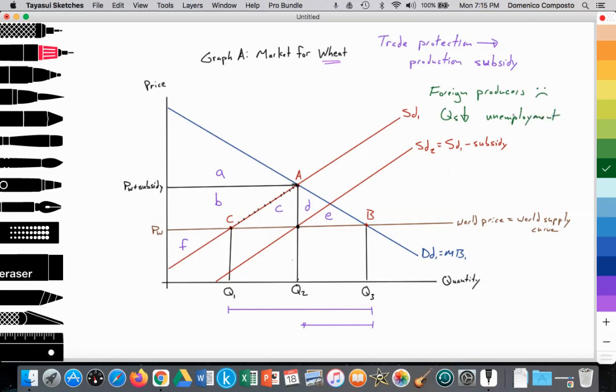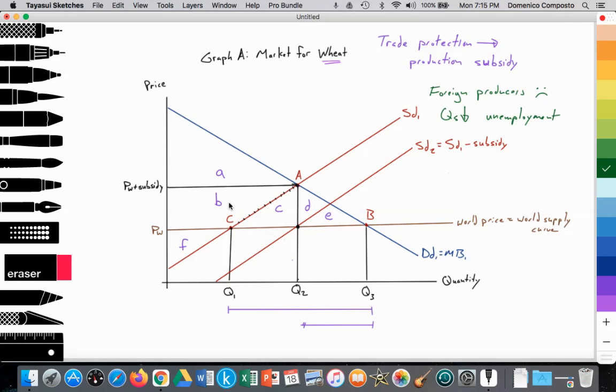And that may cause that country to place pressure on this domestic nation for applying a production subsidy at the cost of the foreign nation having rising unemployment in their industry. And, all right, I'll leave it at that point.